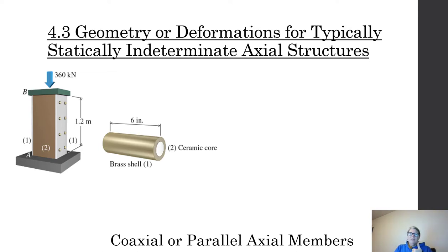If I sum forces in the Y direction, I have those two unknowns. But what do I know about the deformation? If they are bonded together, if they are acting as a unit, then their deformation has to be the same. As I load the column, everything in that column is smushing down the same. So I know that the delta of the brass shell has to equal the delta of the ceramic core. I know the delta of concrete has to equal the delta of the steel.